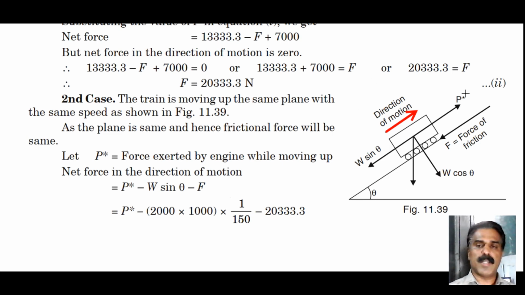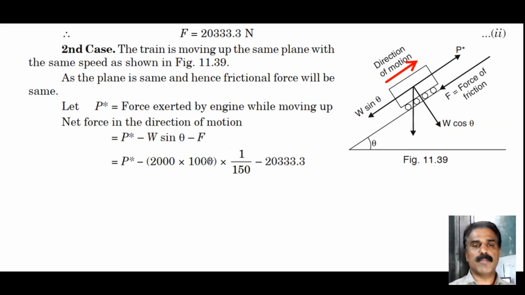P is considered positive because it is in the same direction as the motion. W sin theta will be negative, friction will be negative. So what will be the net force acting in the direction of motion, parallel to the plane? That will be P star minus W sin theta minus F. That is what is written here.